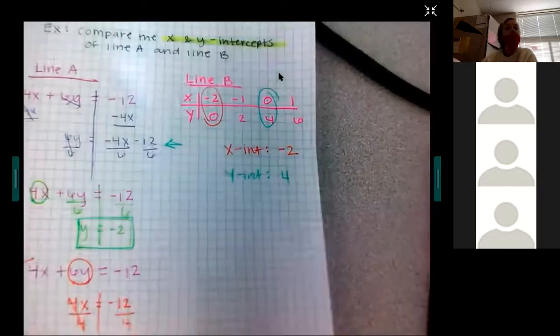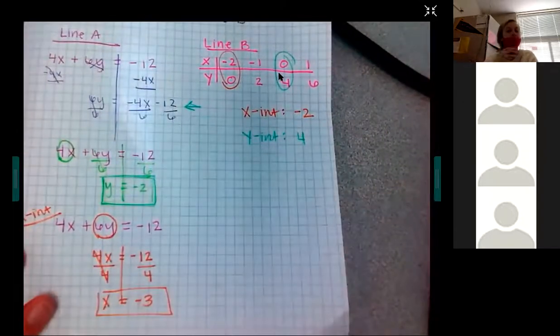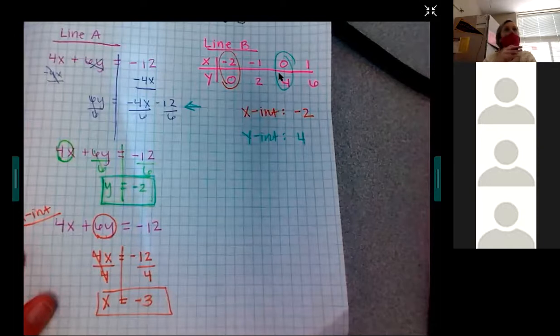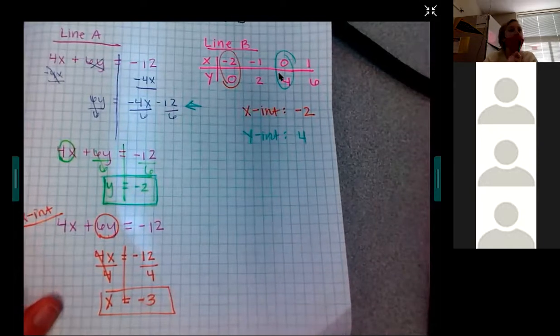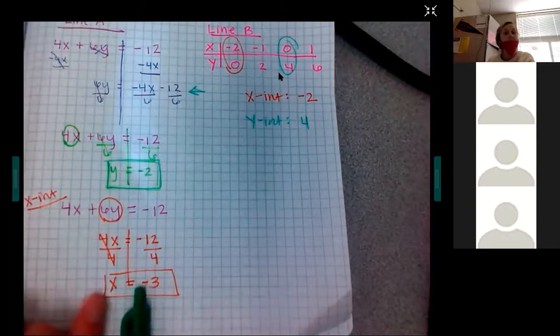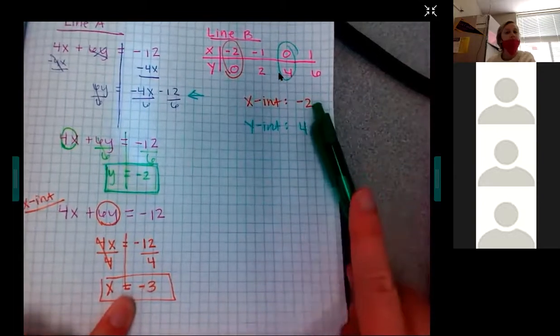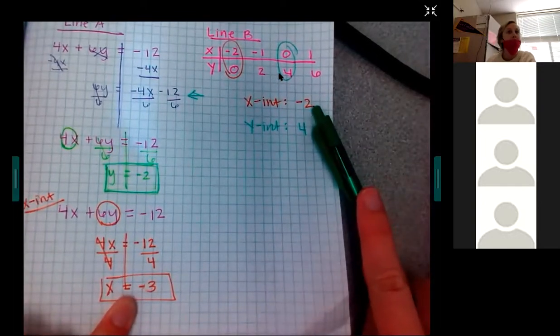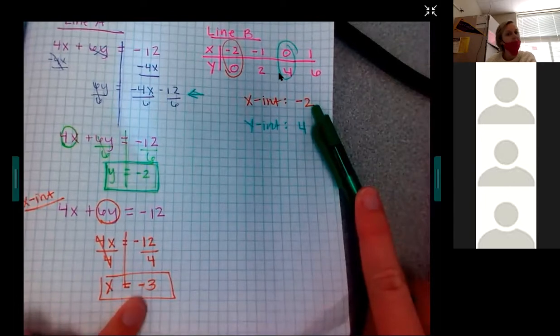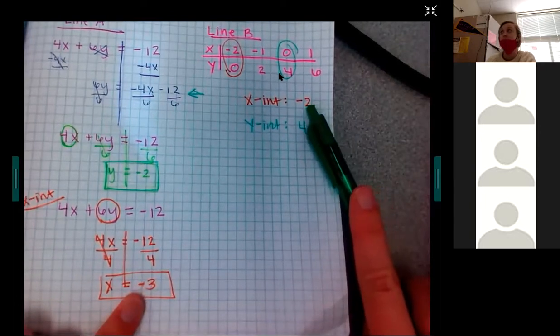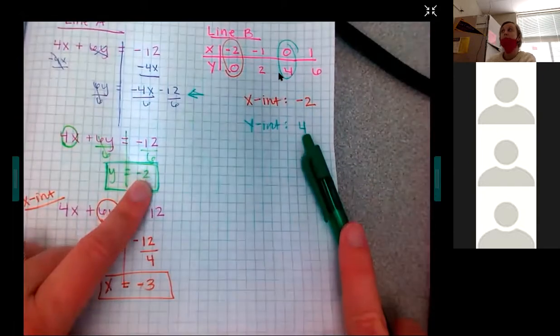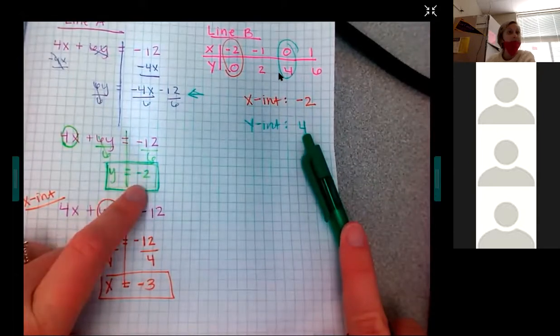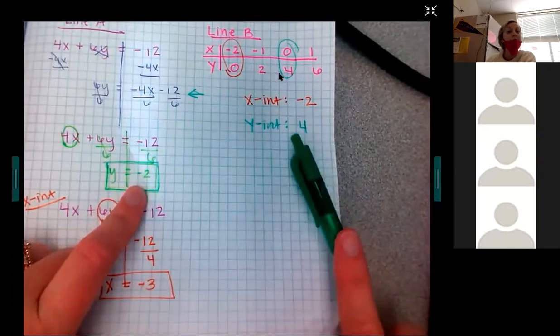So if they asked us to compare these, so everybody listen. If they ask you to compare the x-intercepts, is A less than, greater than, or equal to the x-intercept of B? Less than, good. -3 is less than -2. Let's switch to our y's. Is the y-intercept of A less than, greater than, or equal to the y-intercept of B?